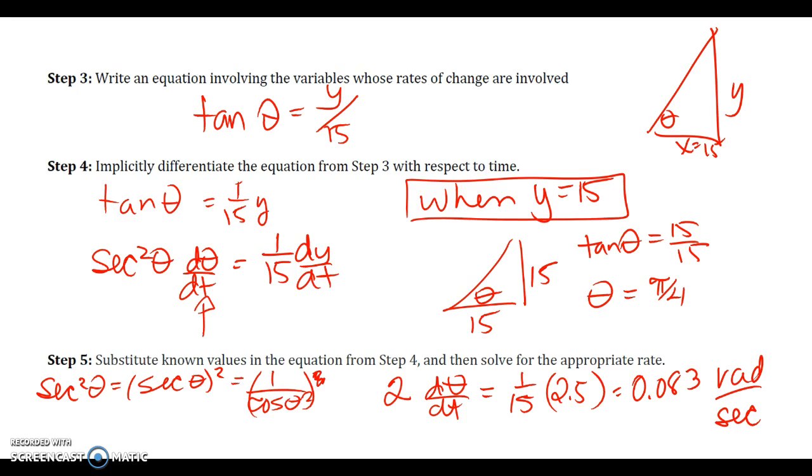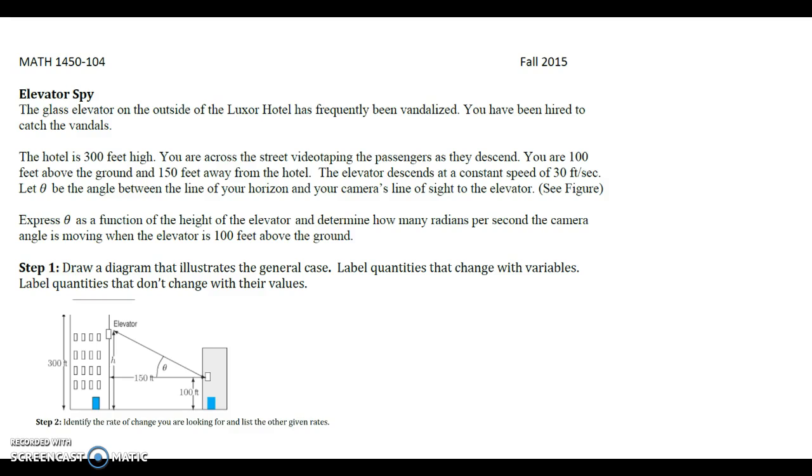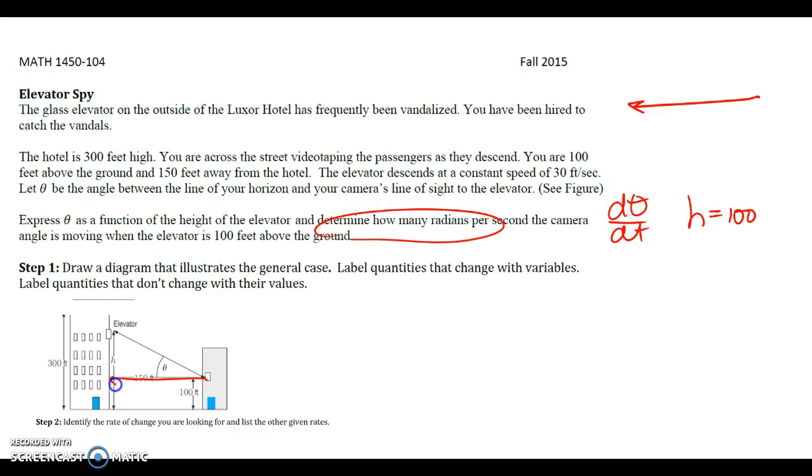Okay? Let's look at this one. We have an elevator that's moving, and again, we want to determine how many radians per second. We want d theta dt when the elevator is 100 feet above the ground. When the height's 100, we actually are directly across from the window here, aren't we? The hotel is 300 feet high, and you are across the street, 100 feet off the ground and 150 feet.